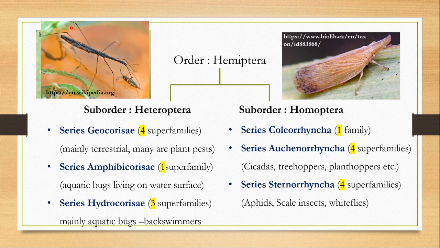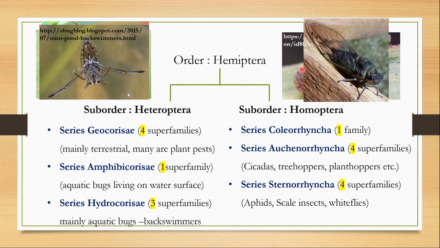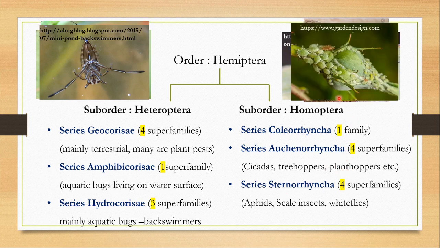Here we can see an example of the series Amphibicorisae, which can be found on the surface of water. Then we have the series Hydrocorisae, which includes mainly the aquatic bugs, and you can see a back swimmer. You can see the ventral surface from the top of the water. Under suborder Homoptera, we have the cicadas, tree hoppers, plant hoppers, etc. under series Auchenorrhyncha. And under series Sternorrhyncha, we have the aphids, scale insects, whiteflies, etc.